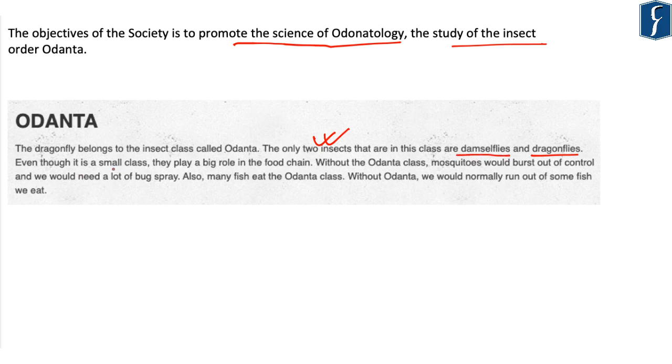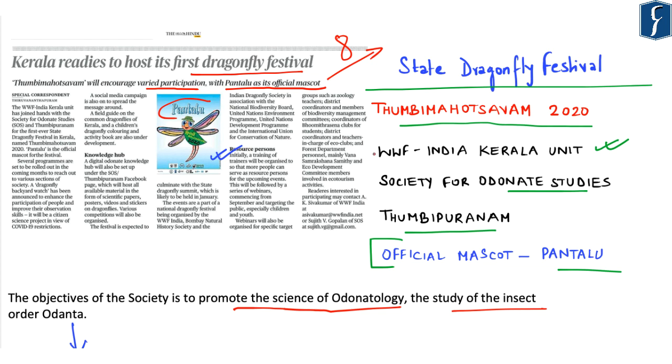It says that even though it's a small class, both these insects play a big role in the food chain. Without the Odonata class, the mosquitoes would burst out of control, and even the fish eat Odonata. So without Odonata, we would normally run out of some fish we eat. So in this regard, what you need to know is that within the class of Odonata, there are two insects, namely damselflies as well as dragonflies, and they play a significant role in the food chain. So on this note, let us go through some of the important activities with respect to the State Dragonfly Festival, which is to take place in Kerala.